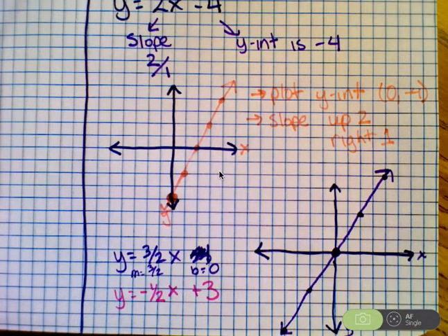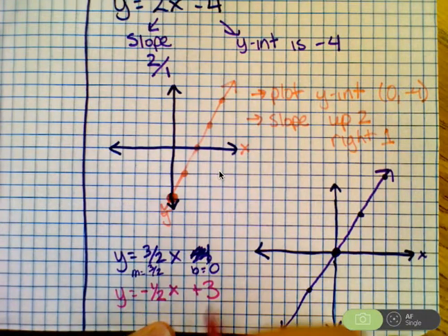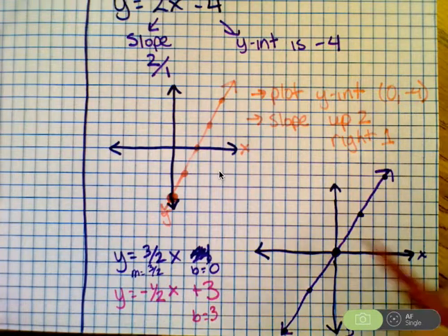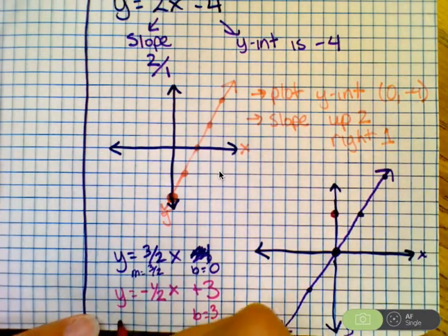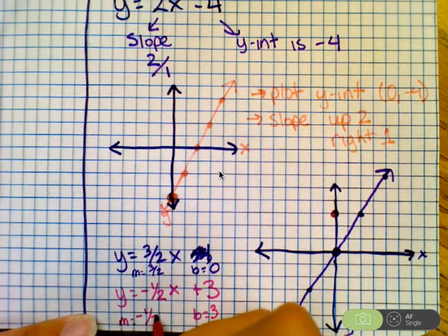Now for the pink one, negative 1/2 x plus 3. So in this one, our y-intercept is positive 3. So on my y-axis, I go up to 3, put a point. My slope this time is negative 1 over 2.